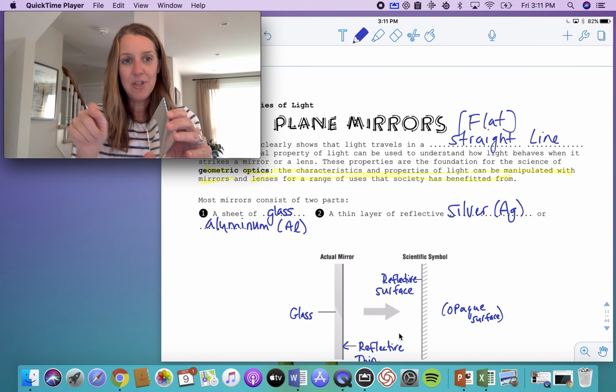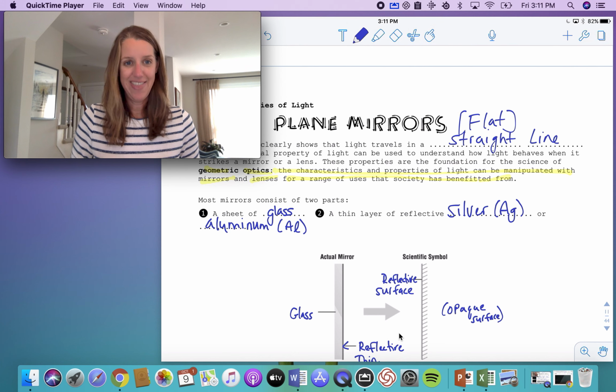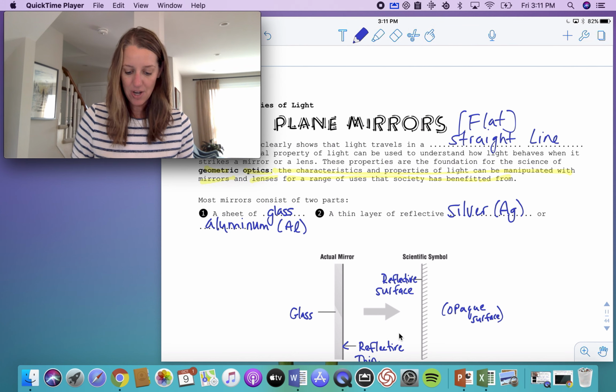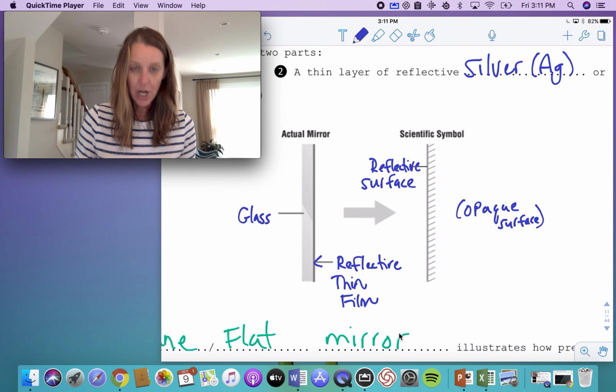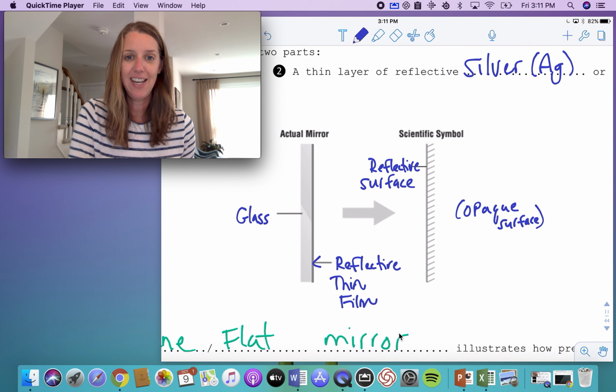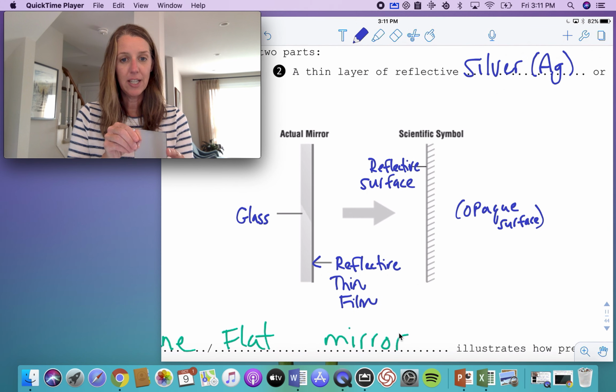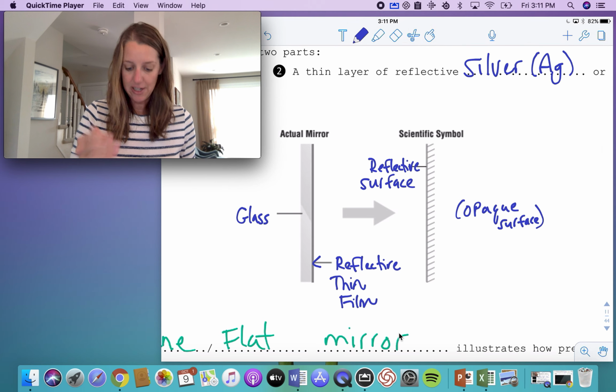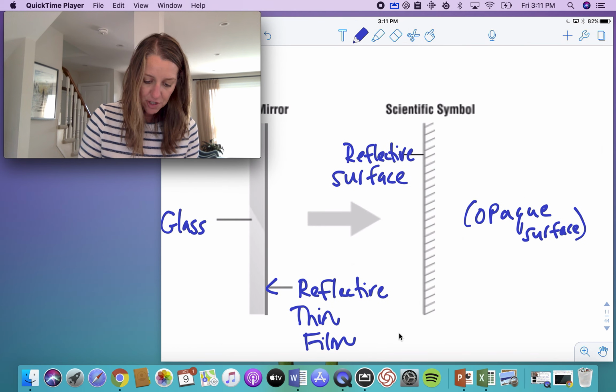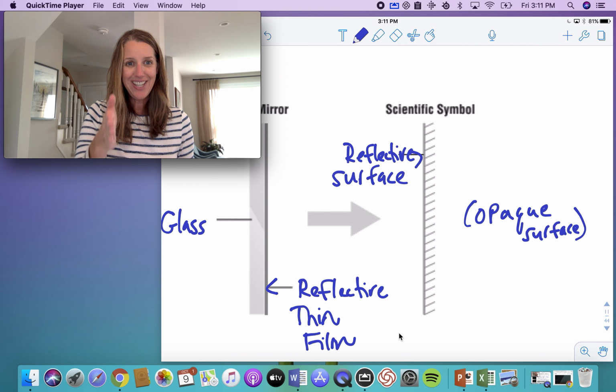Let's look at what these images look like, because in physics, we get to draw things, right? And we want to draw things based on what they actually look like. So here we go. If this on the left-hand side is your actual mirror, where you've got the glass and then you've got your reflective surface, or the reflective thin film, what I want you to show is that when you draw a mirror, the reflective surface is going to be the straight line that you draw.